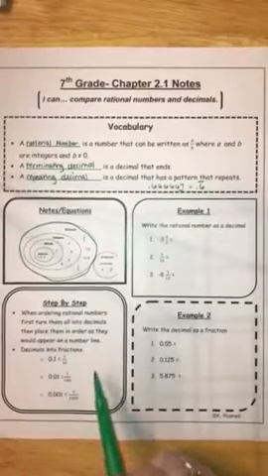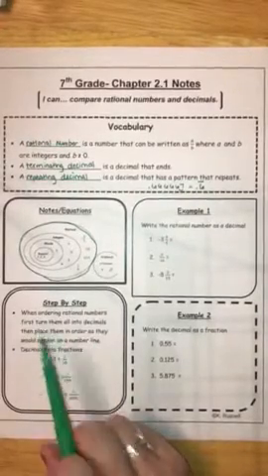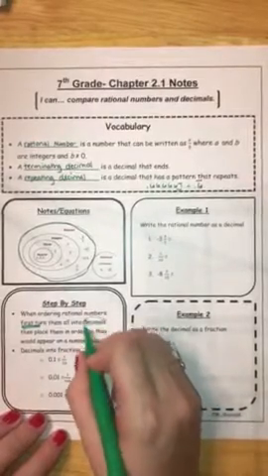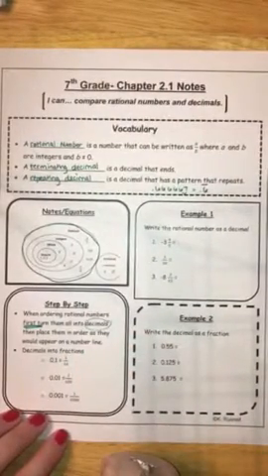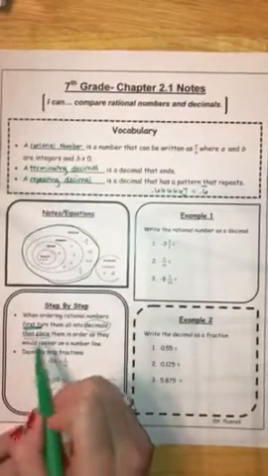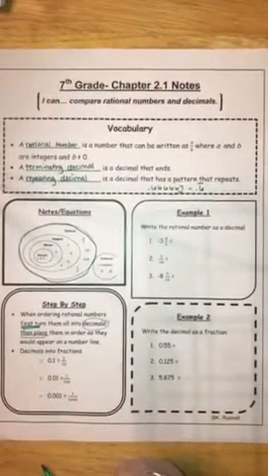So here's your step-by-steps. It says when ordering rational numbers, first, turn them all into a decimal. It's easiest if they're all in a decimal. It's easier to compare all of them if they're decimals. Then you're going to place them in order as they would appear on a number line.